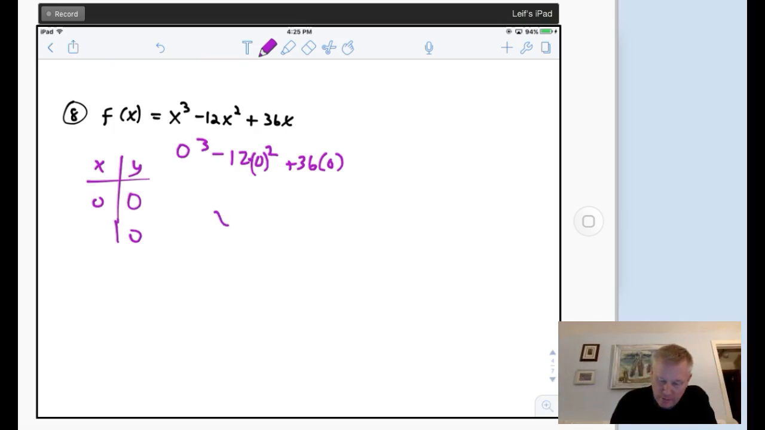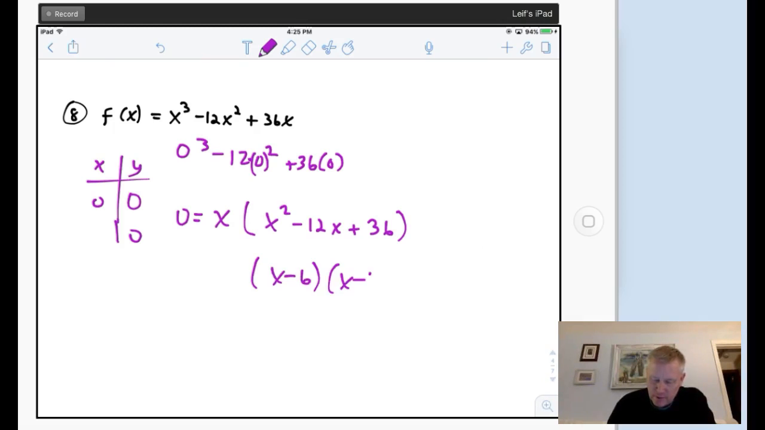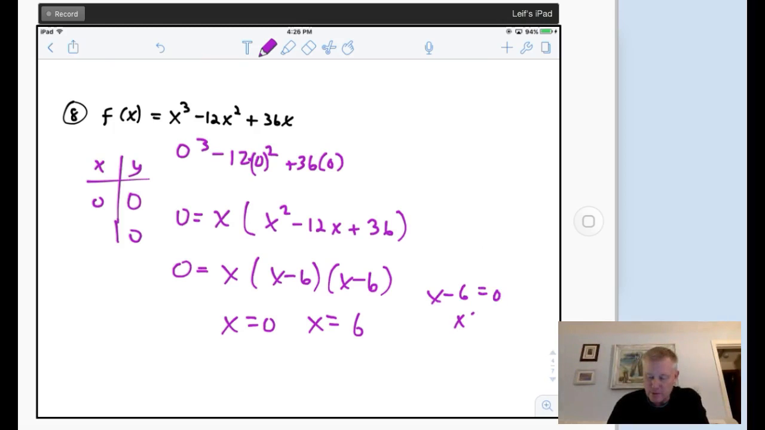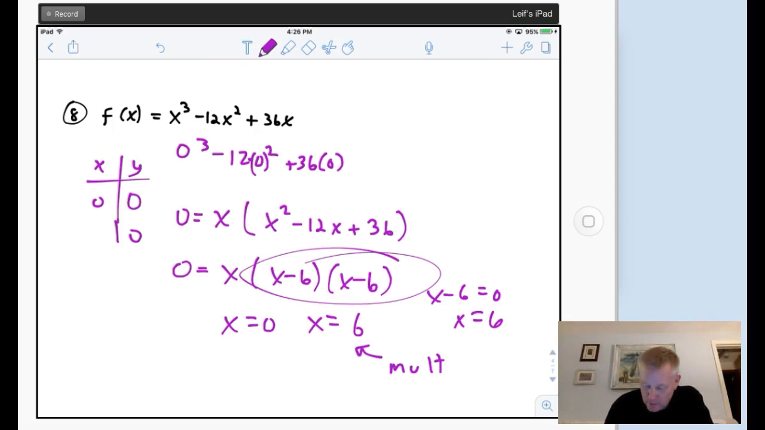The other one, I'm going to start factoring. If it equals 0, then I pull out an x, I get x squared minus 12x plus 36. Well, that's pretty easy, huh? What multiplies to 36 and adds up to negative 12? That would be x minus 6 and x minus 6, which means I get two zeros. x equals 0 and x equals 6. If you want x minus 6 equals 0, you'd solve it and get x equals 6, okay? Now, this has two of them, all right? This has multiplicity of 2 is what that's called. And that's just because there's two of them right there, okay?